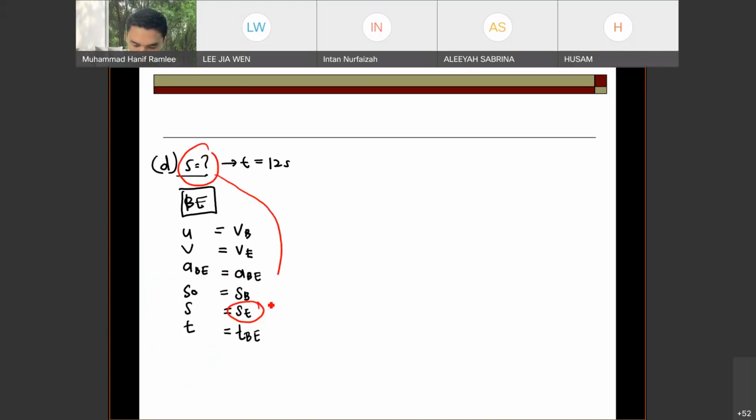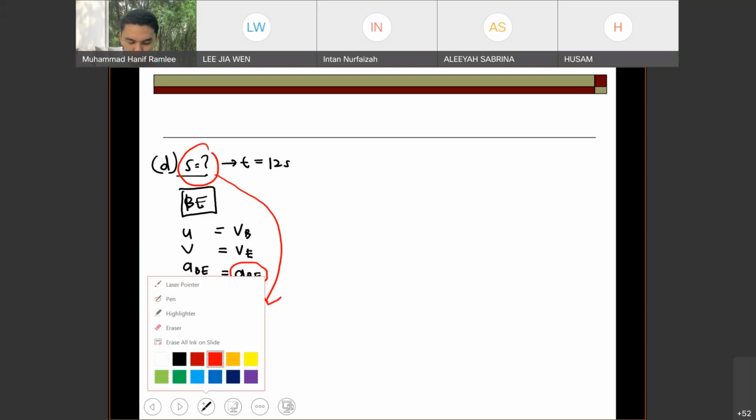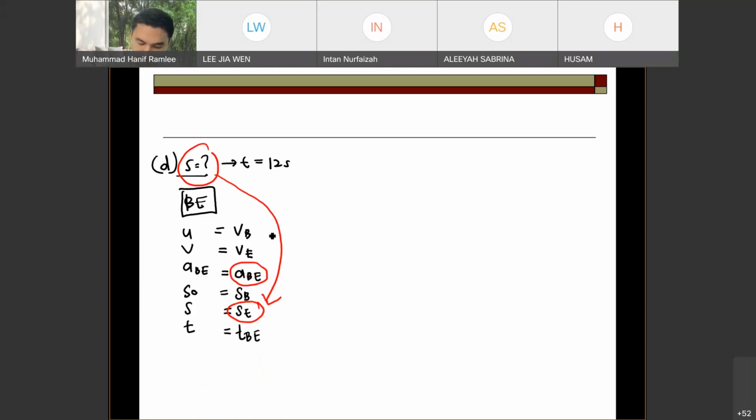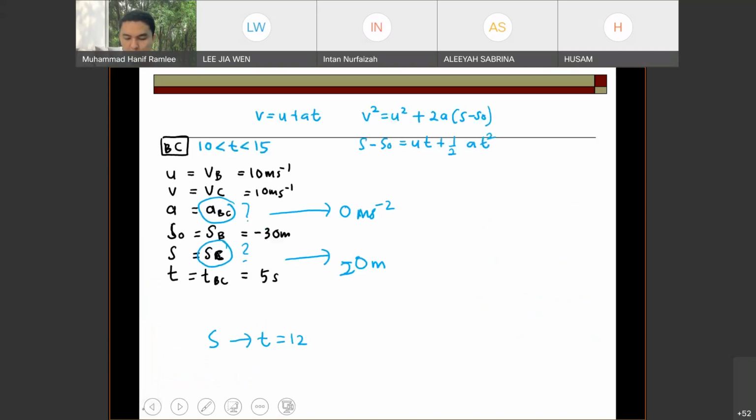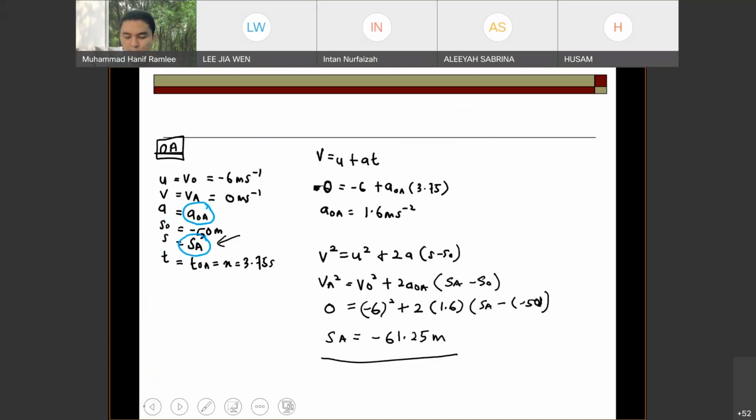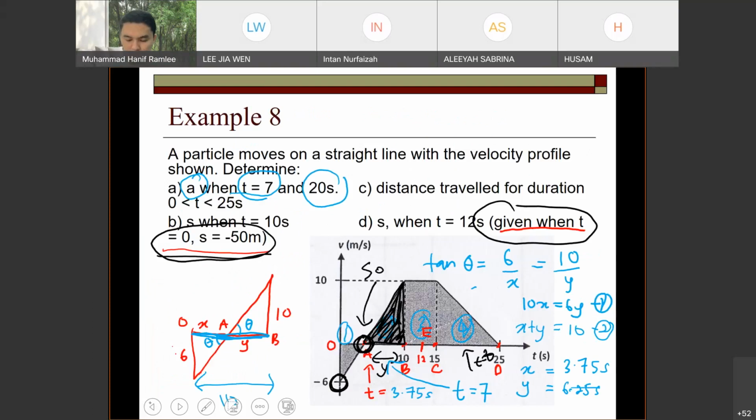The thing that you have to find right now is SE, to answer this question. And of course there are two unknowns as usual. So VB from the graph should be 10, and VE is 10 as well. So V is 10 for both of them.